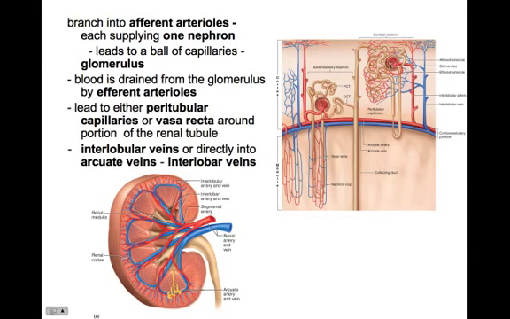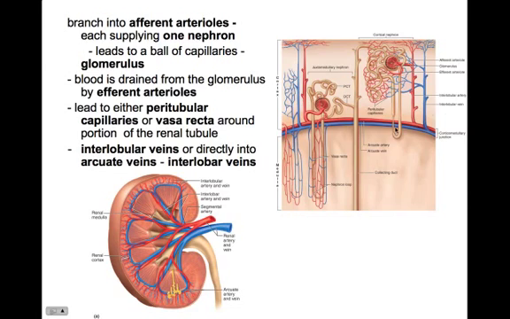Inside the capsule of the nephron, we can see that there's a whole ball of capillaries. This ball of capillaries is called the glomerulus. Blood is drained from the glomerulus by the efferent arterioles, and then that will lead to either peritubular capillaries or the vasa recta around the portion of the renal tubule.